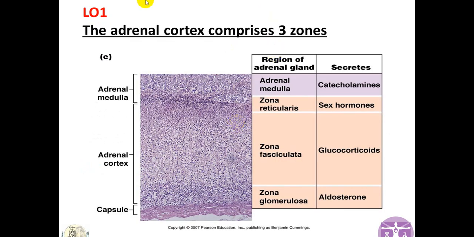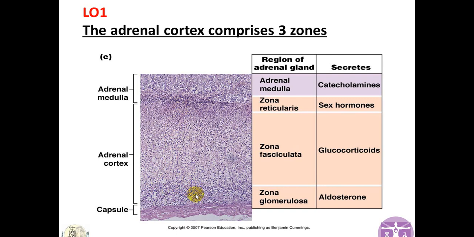So here is a very important slide that shows you the layers of the adrenal gland, if we start from the outside to the inside. So at the bottom of the picture you can see here is the capsule of the adrenal gland. Then we have the adrenal cortex, and the inner layer is called the adrenal medulla. And if you have a closer look at the adrenal cortex, you can see three types of layers within the adrenal cortex.